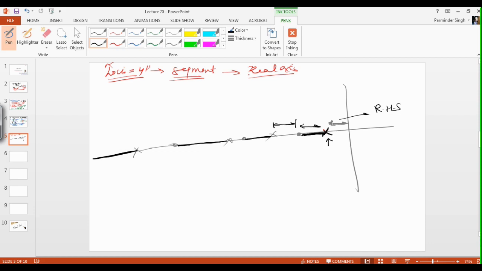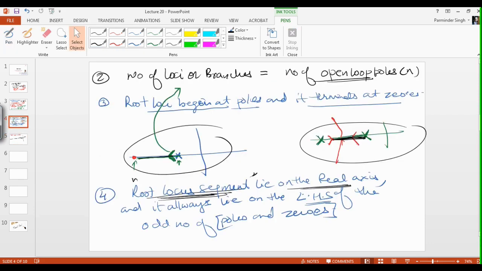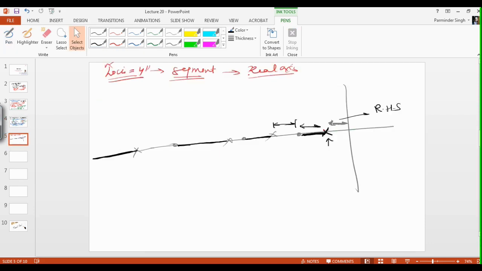Clear? So this is what the rule says. Lie on the left hand side of odd number. So this is the left hand side of the odd. This is again the left hand side of the odd, left hand side of the odd and left hand side of the odd. Clear? So this is what it is. Let me again repeat something. Let's again explain this thing.